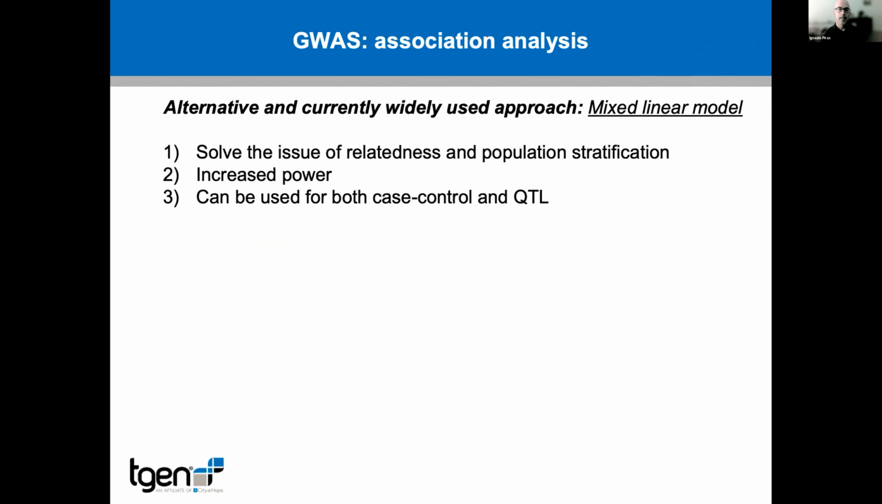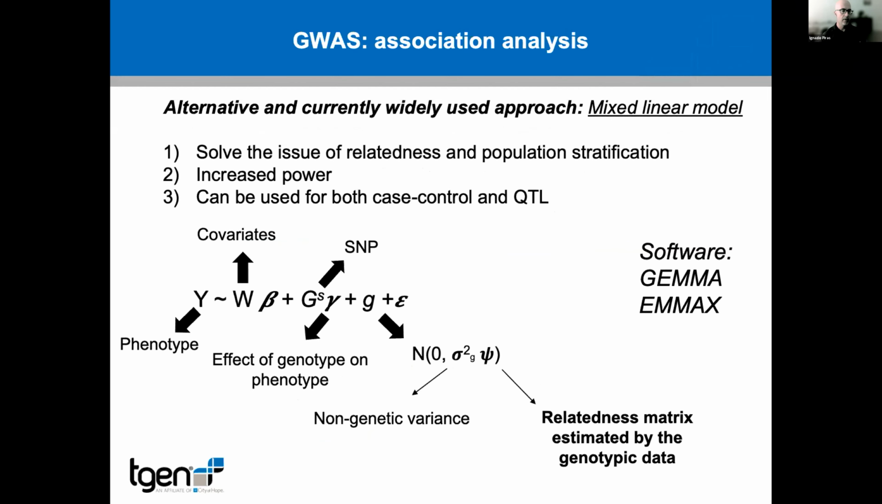This is a regression approach that is currently more used. It's the mixed linear model. This approach basically solves the issue of relatedness and population stratification bias. It has increased power and it can be used for both case control and QTL. So this is the equation. We still have the phenotype that can be binary or quantitative, and the covariates. We have the SNP as a fixed effect. But importantly, let's remember the relatedness matrix that we estimate from the genotypic data in a preliminary step. And there are a couple of software we can use for this analysis.